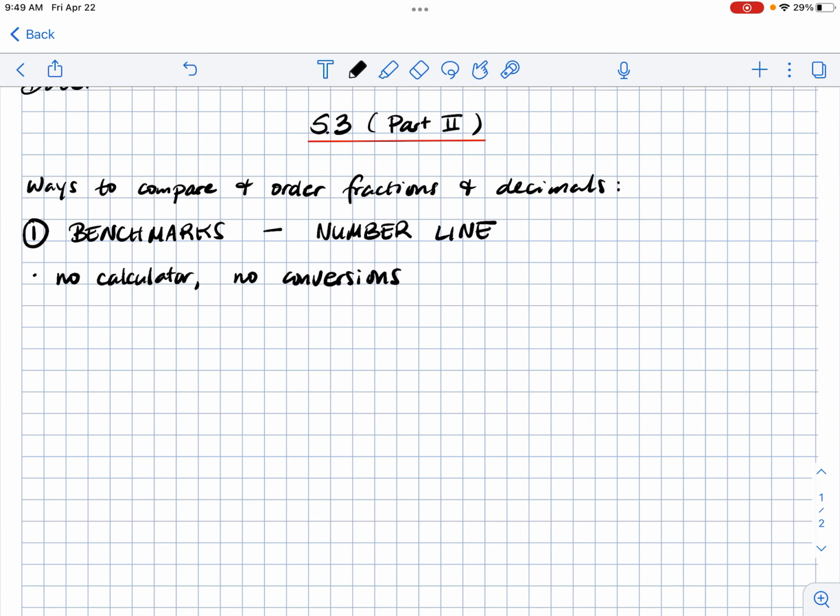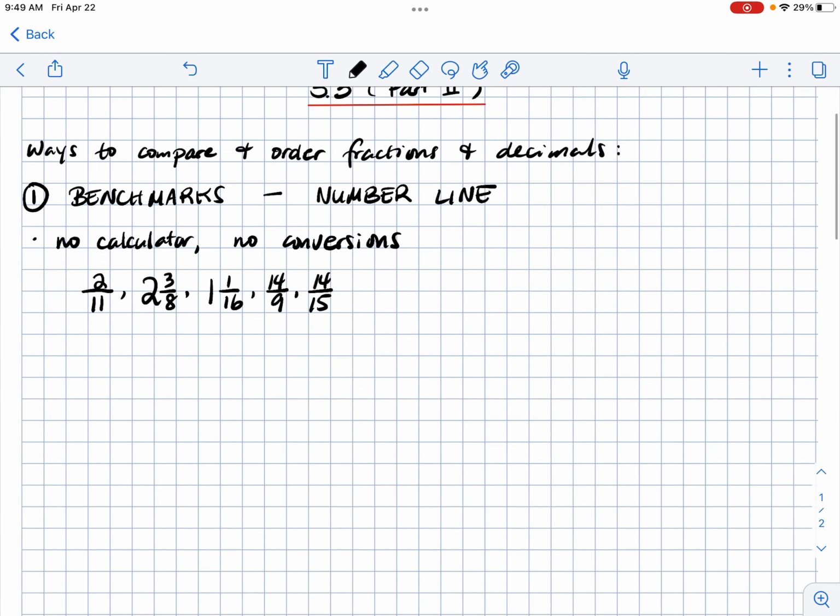If I gave you a list such as this, I want you to order the following from least to greatest using a number line. Let's say we've got 2 over 11. Now you've also got a mixed number here, 2 3/8. Another mixed number, 1 and 1/16. An improper fraction, let's say 14 over 9. And then finally 14 over 15. So you've got those 5 there that you have to order from least to greatest.